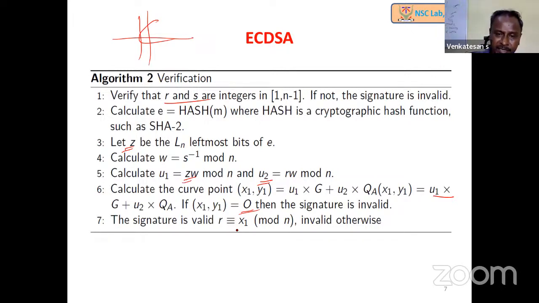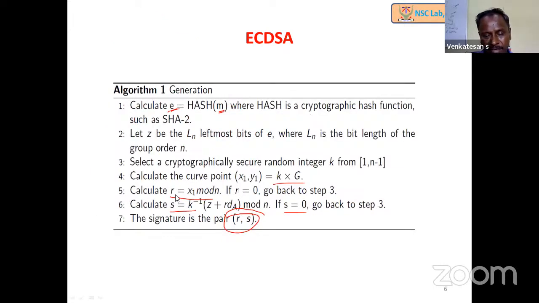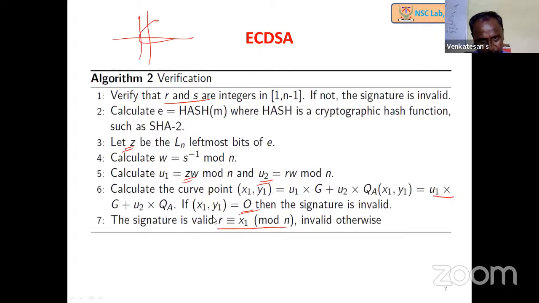Otherwise, we say that it is valid if this condition is satisfied, that means the X coordinate computed is equal to R. Because here, the X coordinate of the point X comma Y is the R value we are having. So if we actually see this, what happens is the proof.